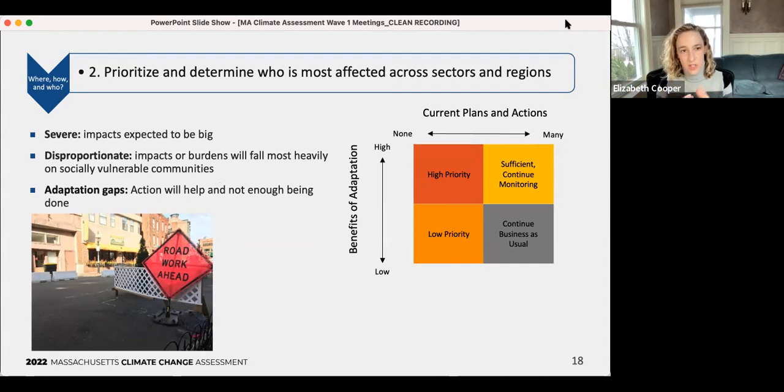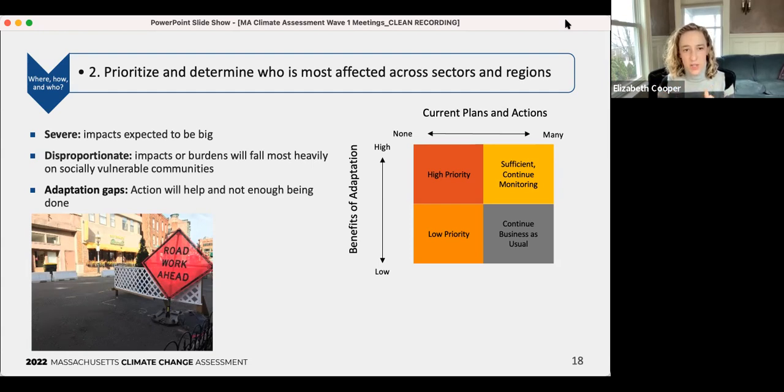And the primary criteria that we'll be using to do that ranking exercise will be these criteria. One is, how severe are the climate impacts? Are they large? Are they going to be affecting wide swaths of the population? Disproportionality, again, are the impacts or burdens from those impacts falling most heavily on socially vulnerable communities or those who are already facing environmental pollution or other burdens?